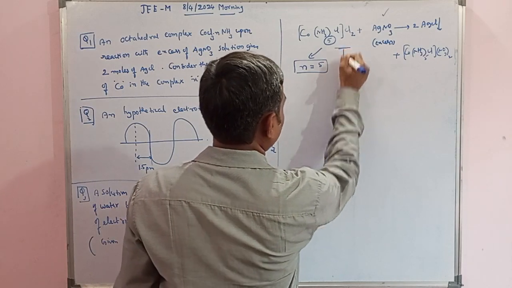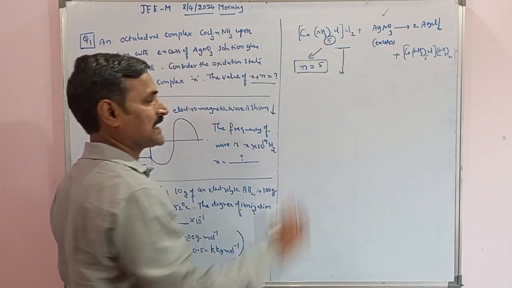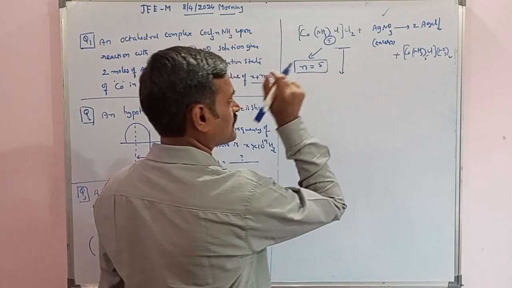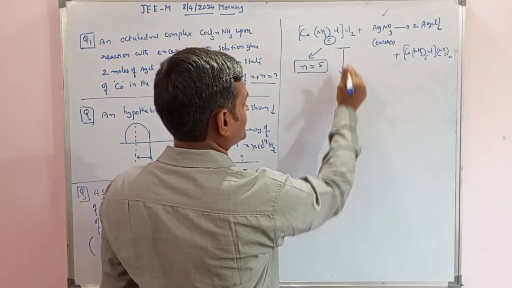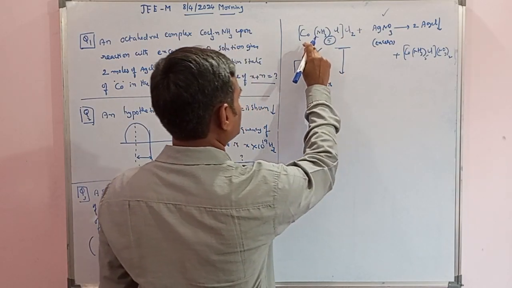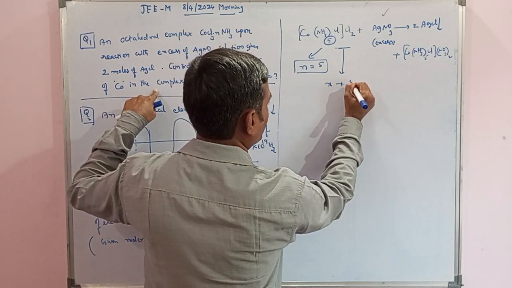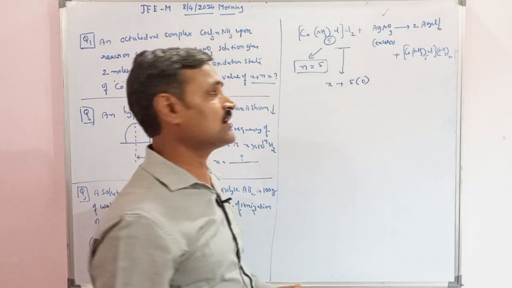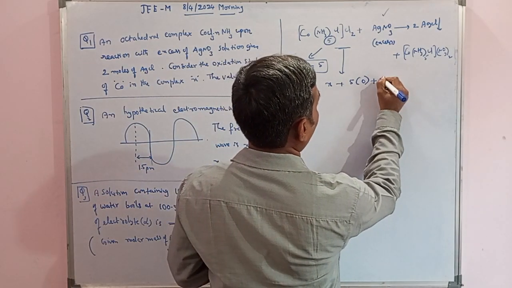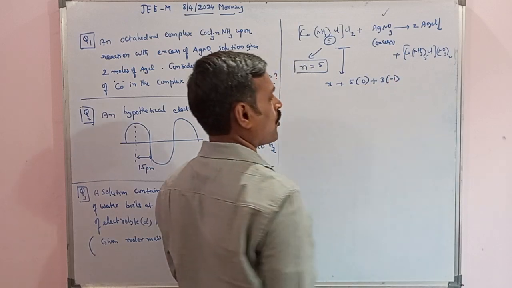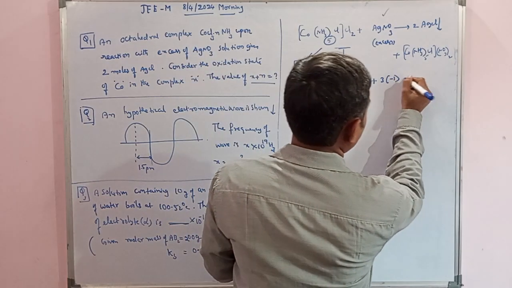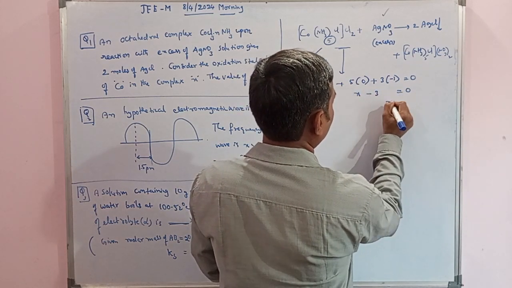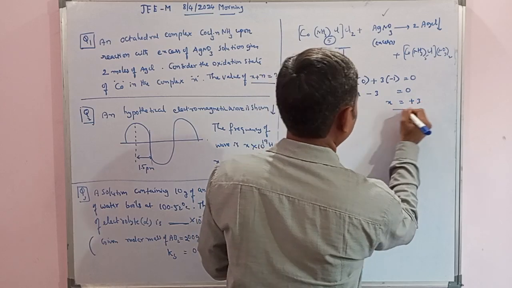After finding this, consider the number of chlorides. Ammonia is a neutral ligand. Because of chlorides only, cobalt exhibits +3 oxidation state. How many chlorides are there? If the oxidation state of cobalt is X, plus the number of ammonia ligands, 5 into 0, because they are neutral ligands, plus the number of chlorides, 3 into -1, that equals 0. That means X minus 3 equals 0, X equals +3.